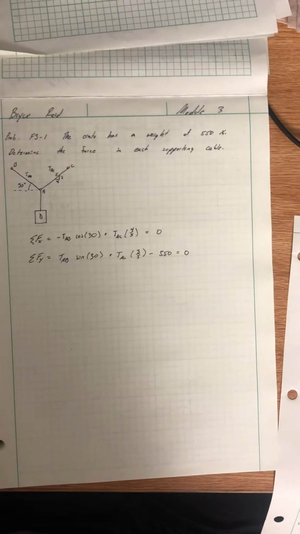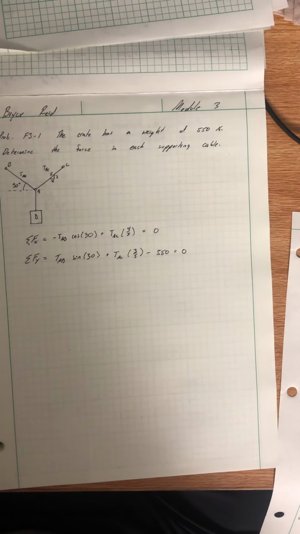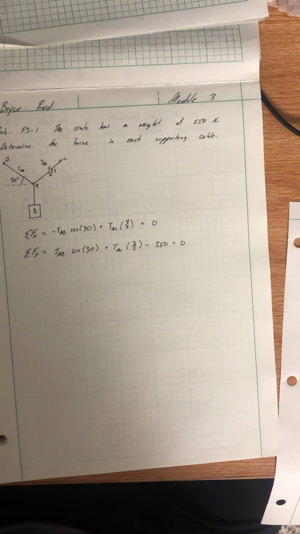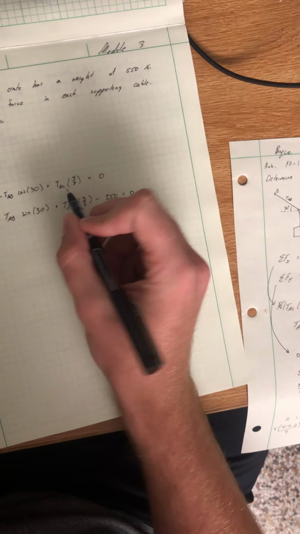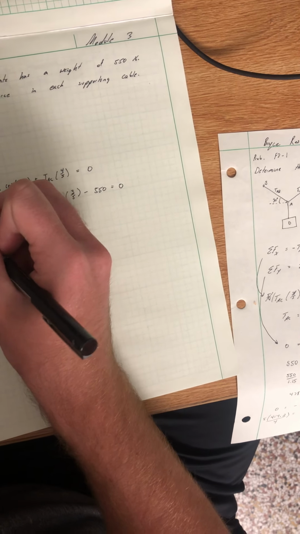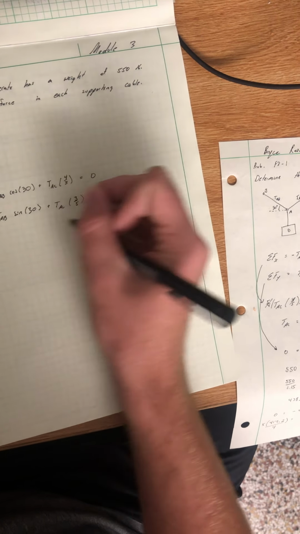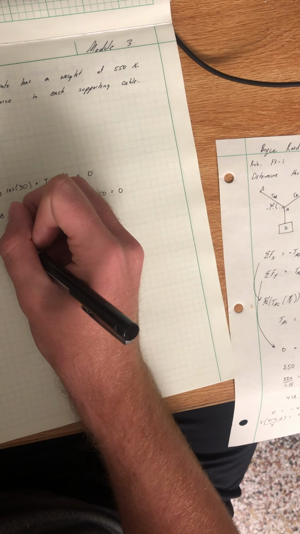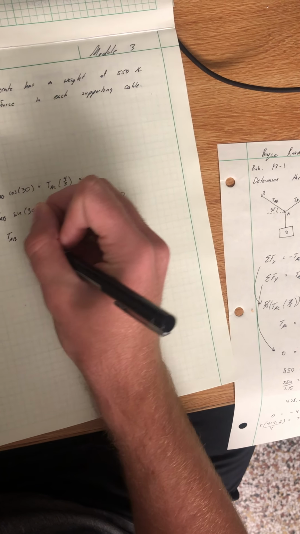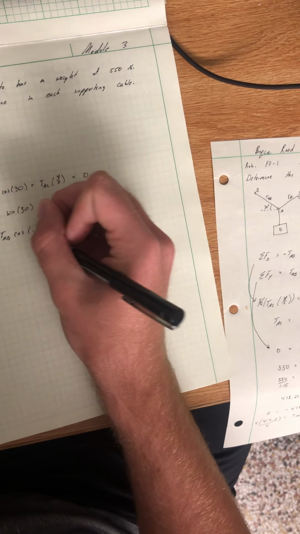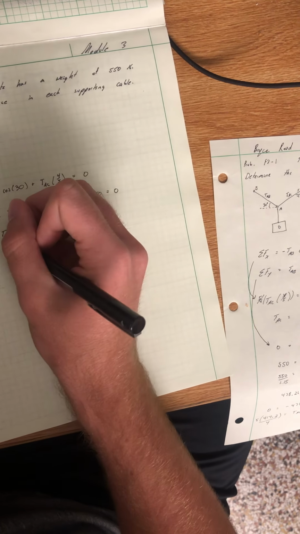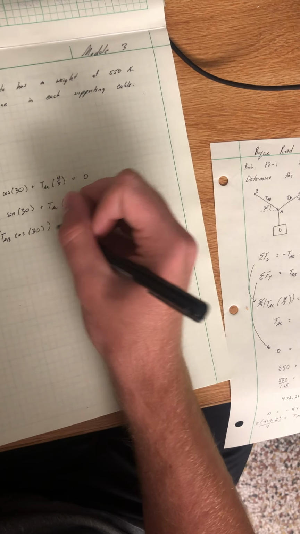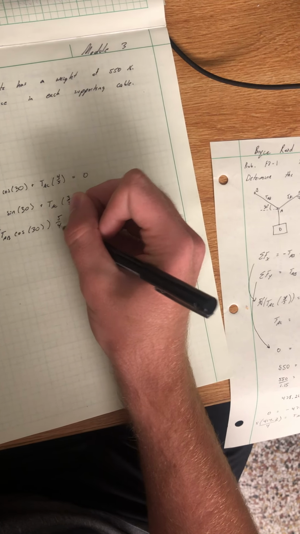So now that we have our variables split into the X and Y direction, we try to solve for one of the variables, such as the tension of AC, which equals the tension of AB cosine of 30 times 5 over 4.